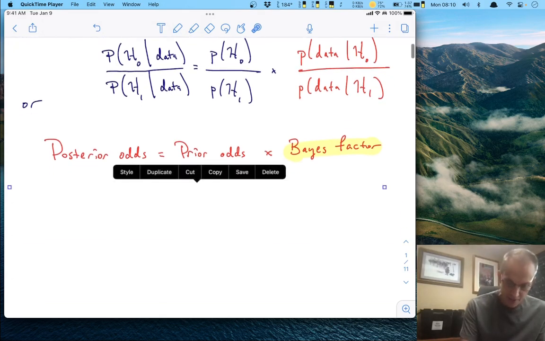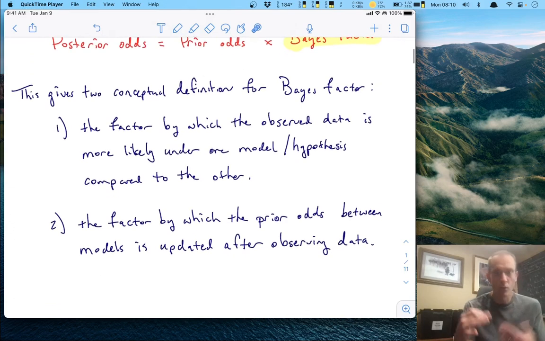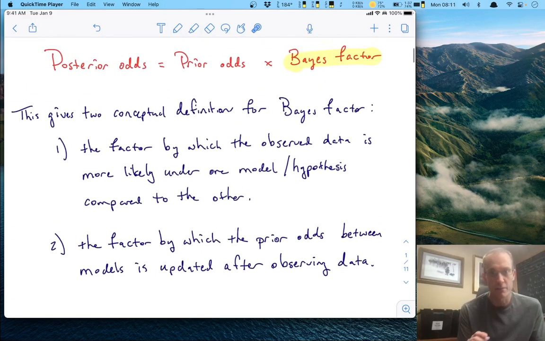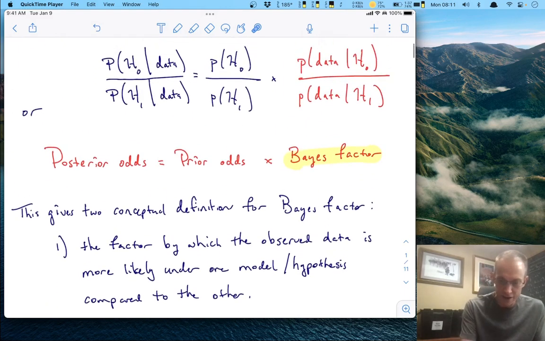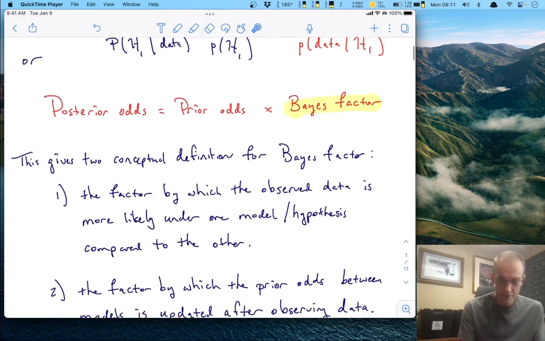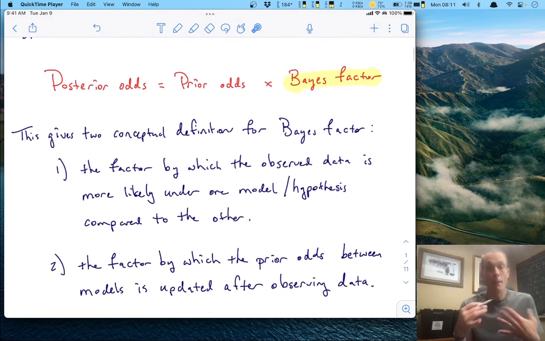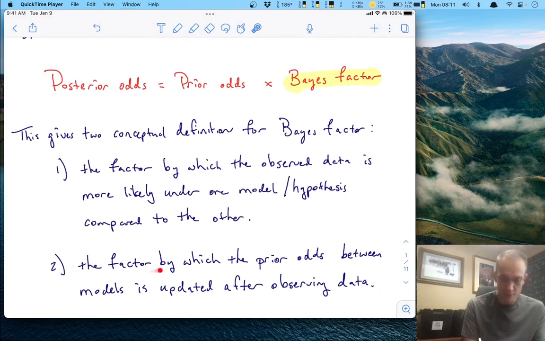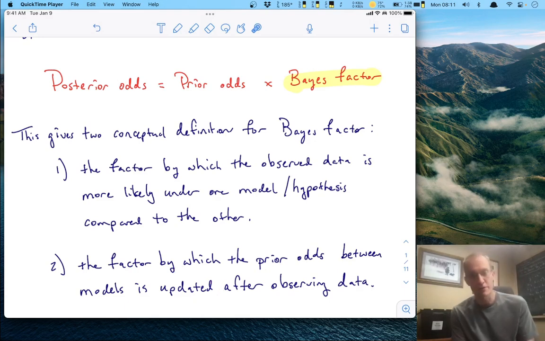And so what this gives us is two different conceptual definitions of the Bayes factor. The first comes from the actual form of the Bayes factor itself. This is just a ratio, and it's the factor by which the observed data is more likely under one model compared to the other. The other definition, the one that comes from this identity, is the definition of a Bayes factor as an updating factor. That is, it's the factor by which the prior odds between models is updated after observing data.